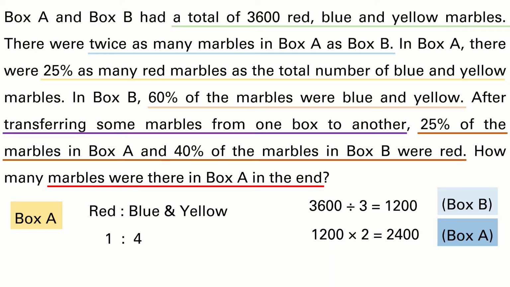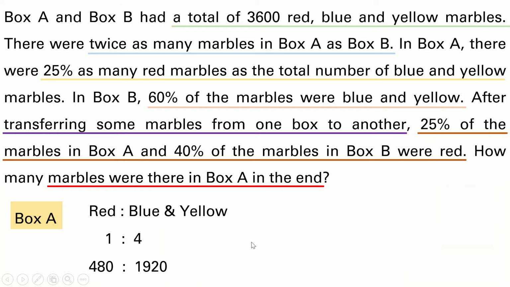Because we know the total number of marbles in Box A is 2,400, we take 2,400 divided by 5, which is the total number of units. We get 480. And then 480 multiplied by 4, we get 1,920.